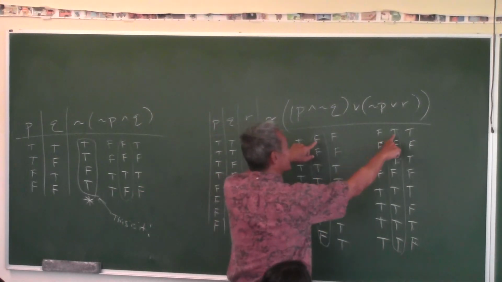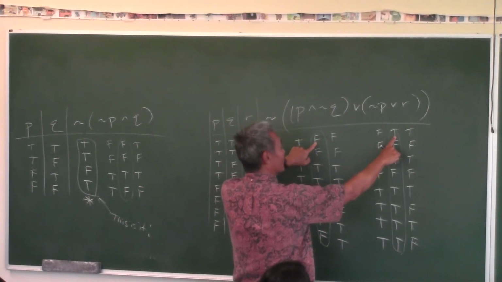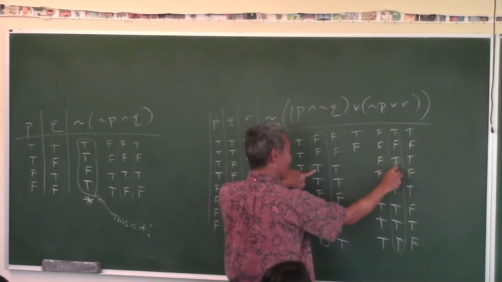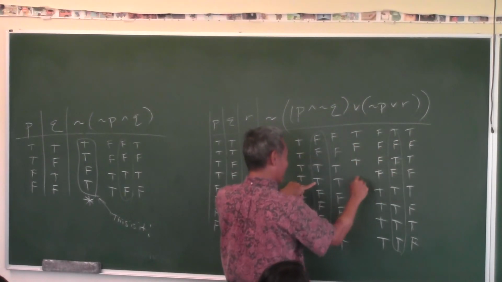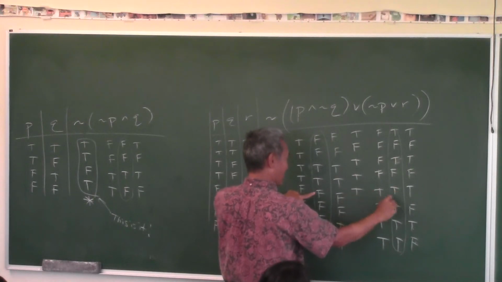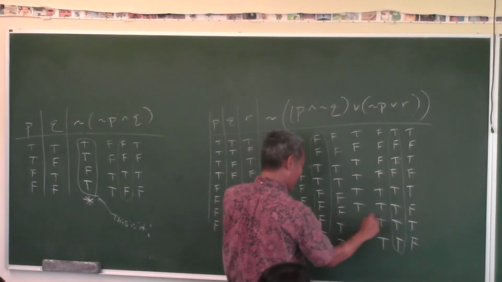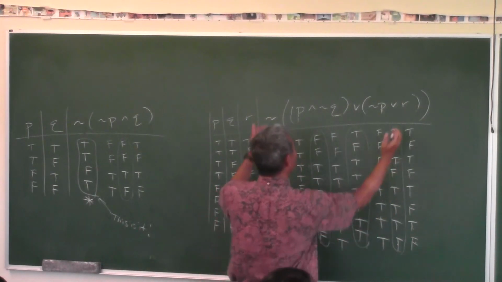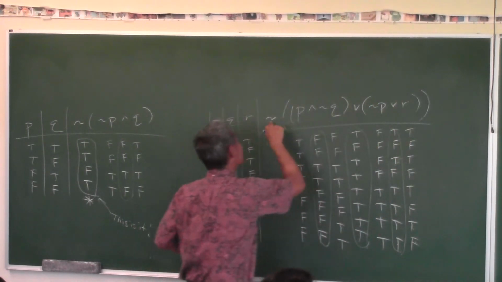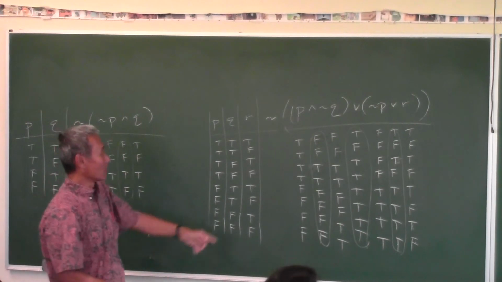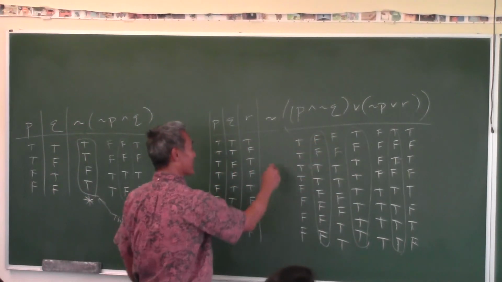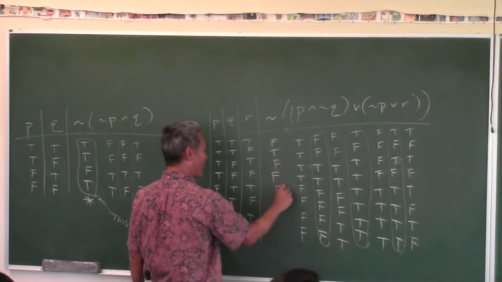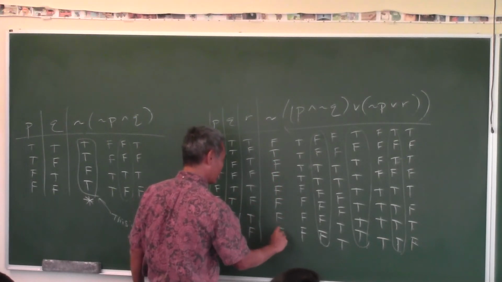Okay, so look at these two now. Is at least one of them true? Yes. No. Okay, so this represents this, but then it gets negated. So what is the negation of all of these going to be? False, true, false, false, false, false, false, false.